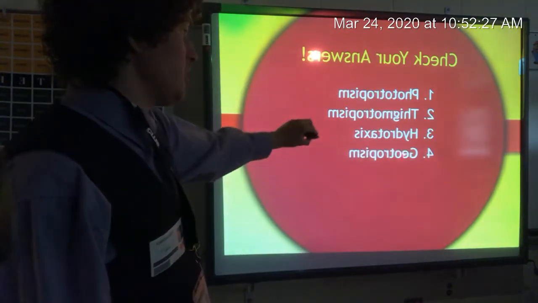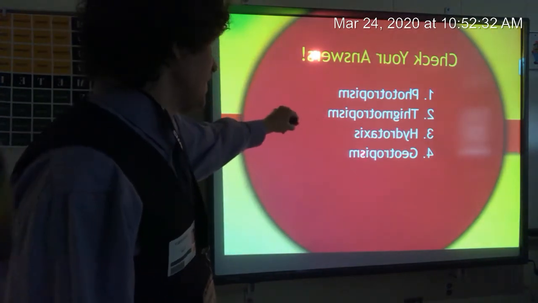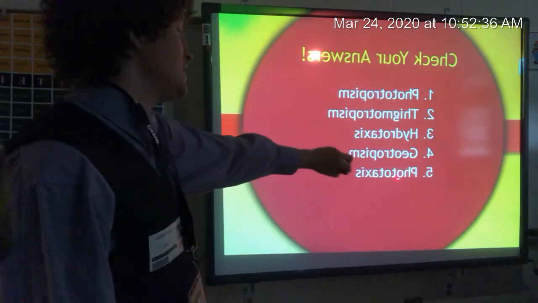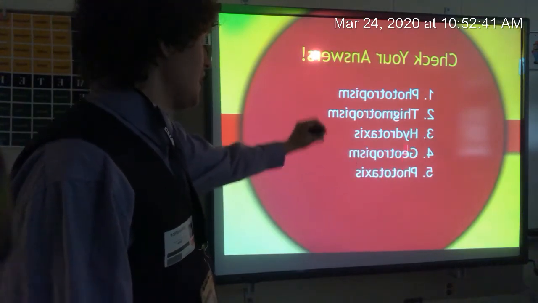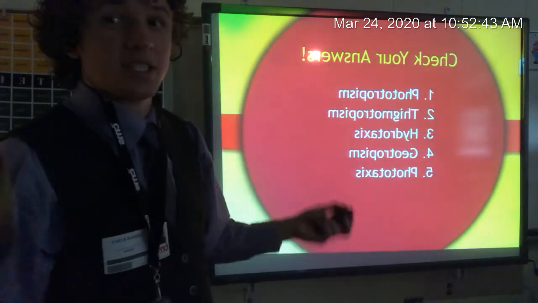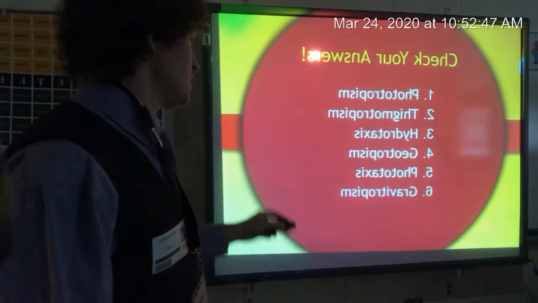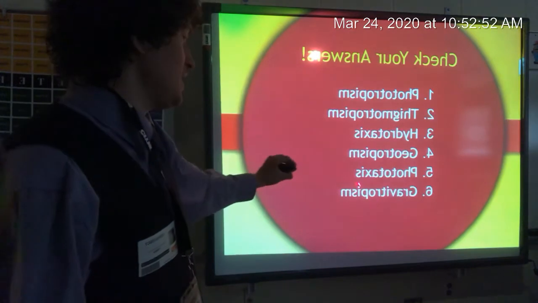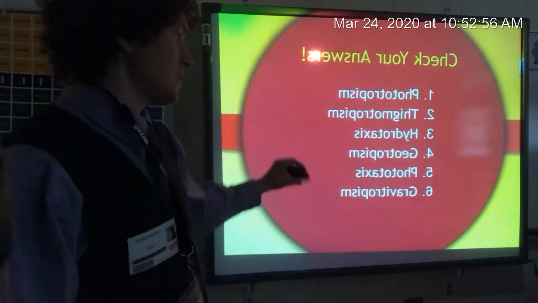And then you have your geotropism. That's response to earth, but that's for a plant. And then 5 is phototaxis. Photo meaning light. Taxis, that's human's response. So human's response to light. Then you have your gravitropism. Gravi meaning gravity. Tropism, that's response for plant. So it's the plant's response to gravity.